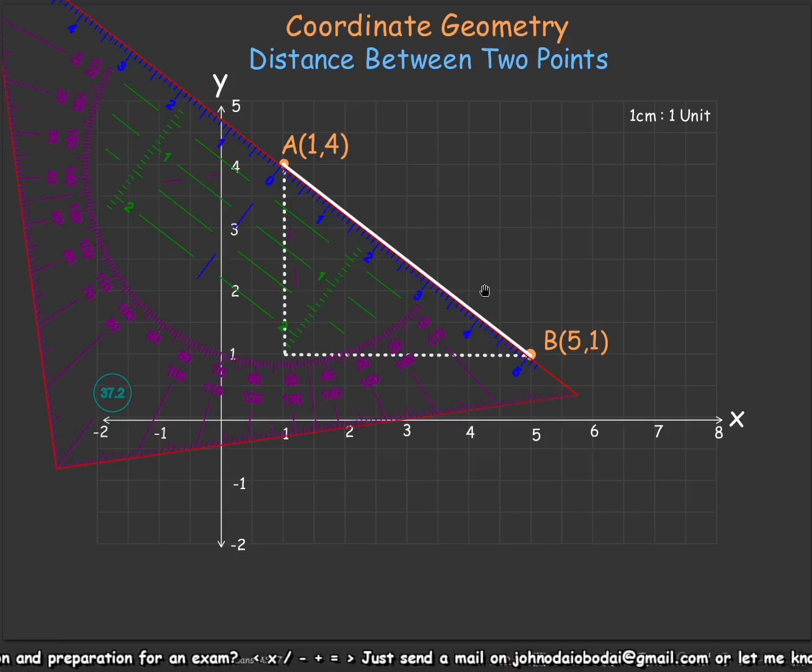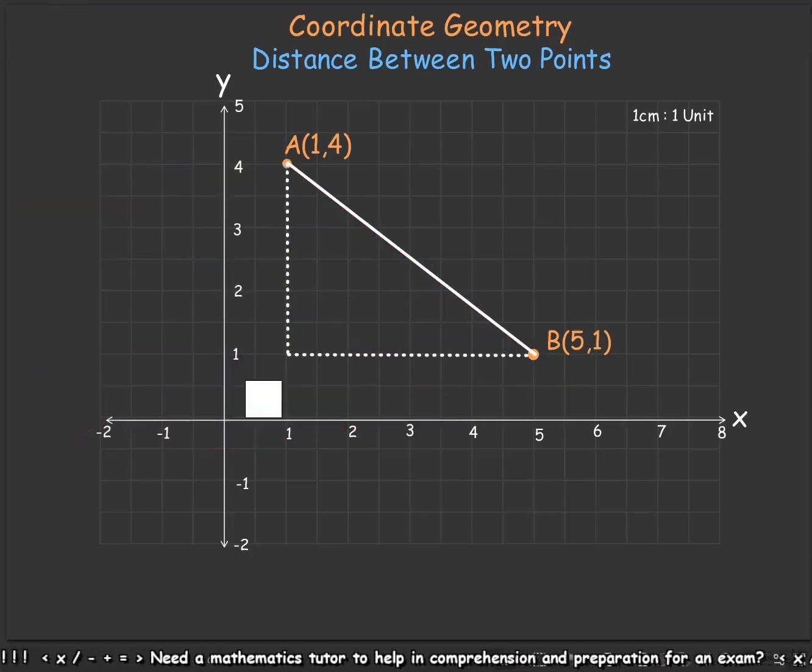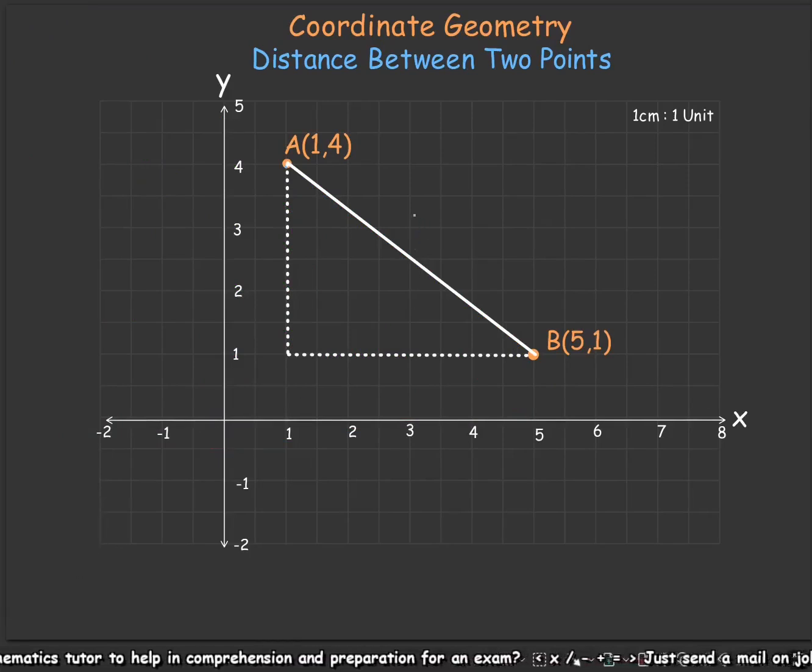You see how nice that is? You can only do this if you have a good scale and you are able to convert between your unit and your scale. But for the scope of this video, we are going to look at how we can actually solve for the length, not by using a ruler, but by calculating.